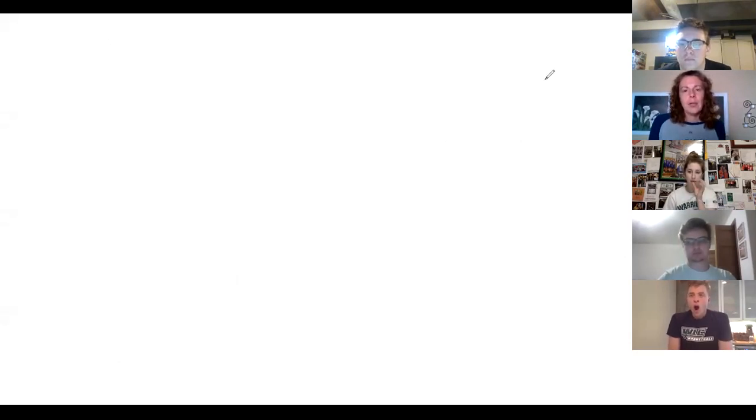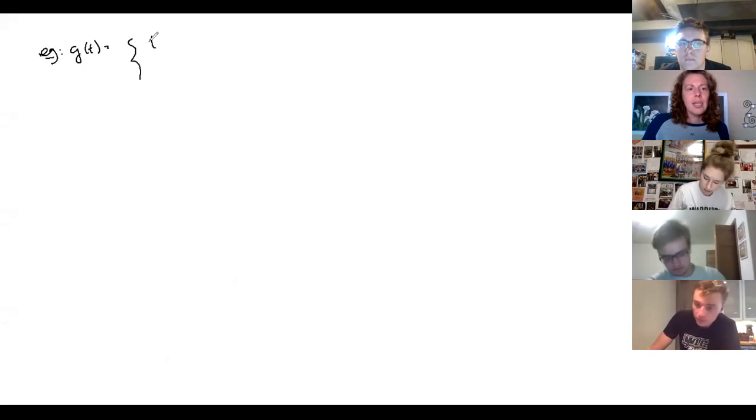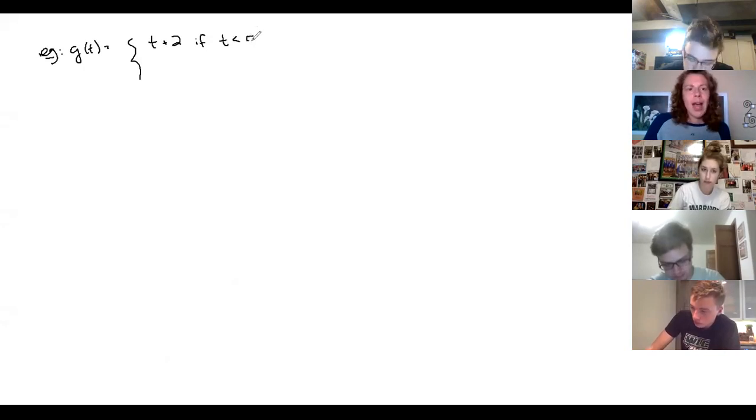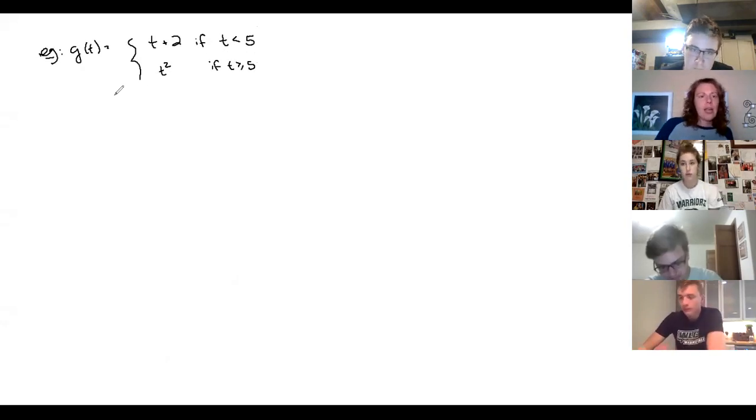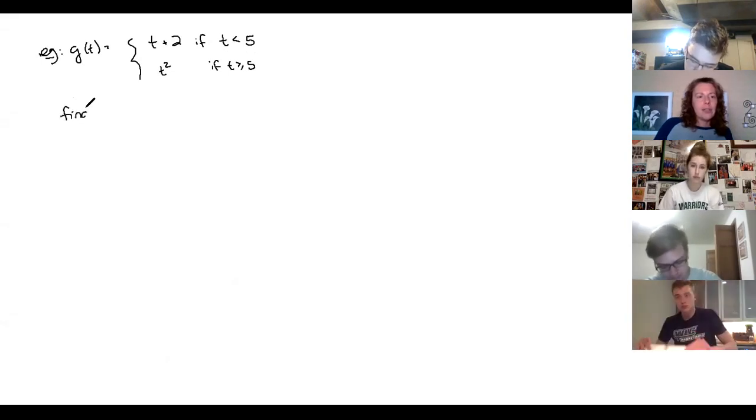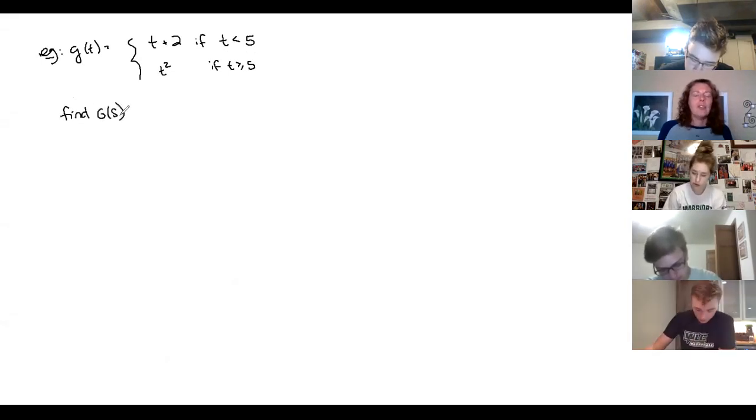For example, little g of t is going to be t plus 2 if t is less than 5, and t squared if t is greater than or equal to 5. Find capital G of S.